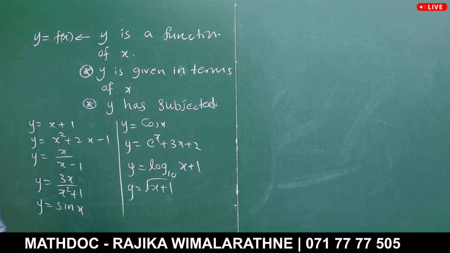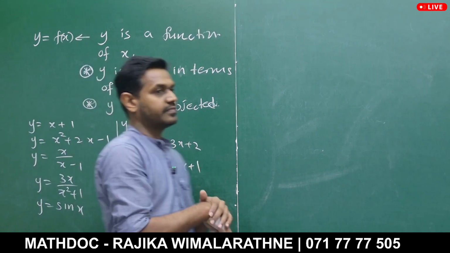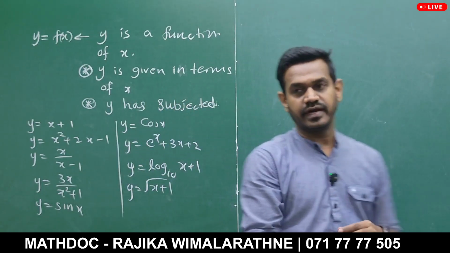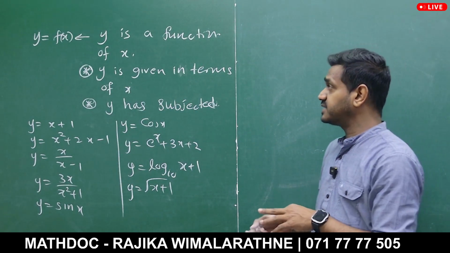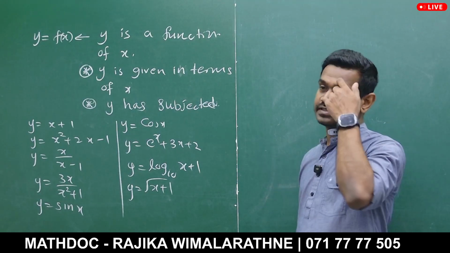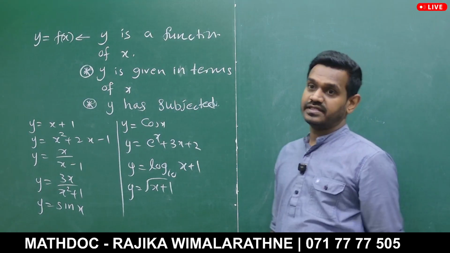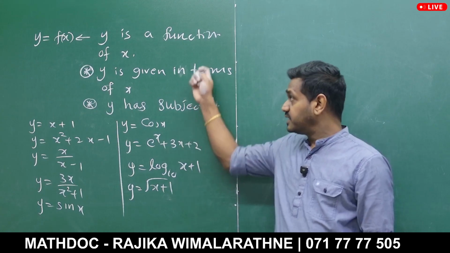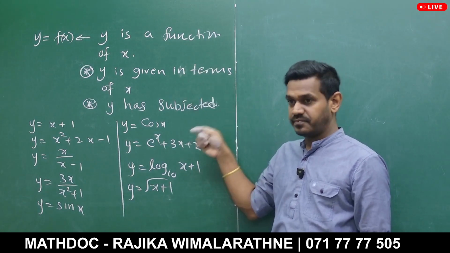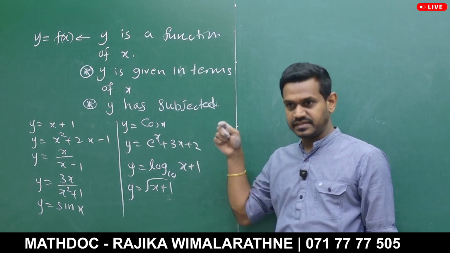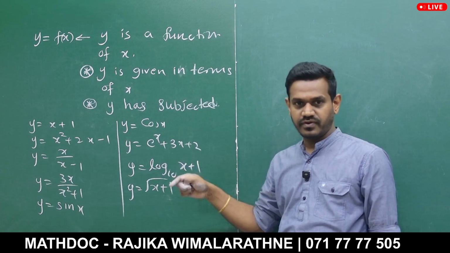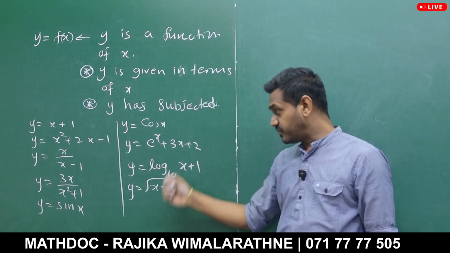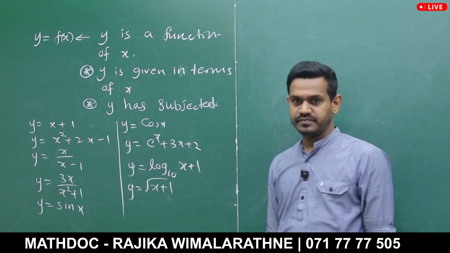So that idea is very clear. Y is subjected, or y is expressed in terms of x, or y is given in terms of x. Y is a function of x. So every coin represents one thing, that is y to the power 1. That means one input has only one output, no? That's the thing.